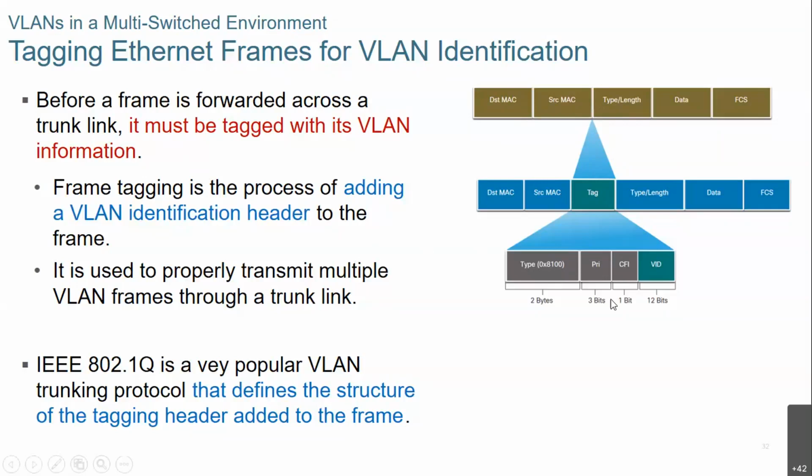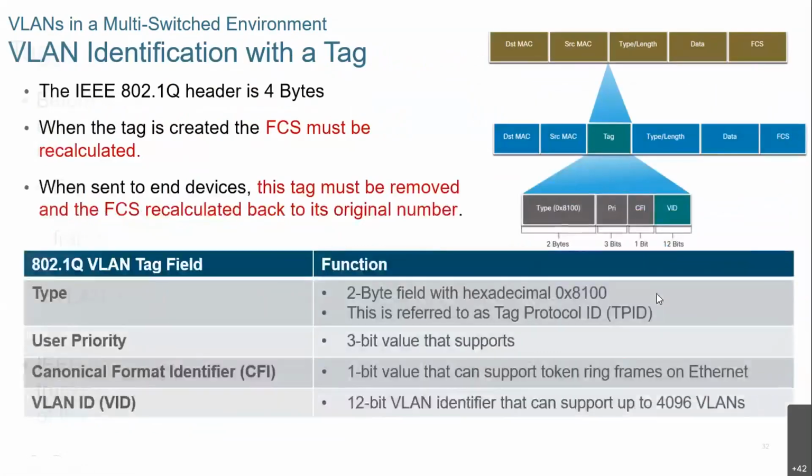So there will be the type, the priority. Let's look at this one. It will be the type. This is the 2-byte hexadecimal, and this is referred to as the tag protocol ID here. And then you have the priority, and then you have the canonical format identifier. This one is to allow token ring frames to travel across an Ethernet connection. And then we have the VLAN ID. That's how it knows, oh, you belong to VLAN 10, you belong to VLAN 20, and so on, by looking at the VLAN ID.